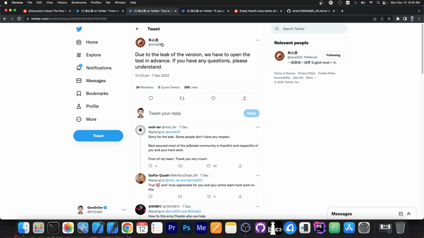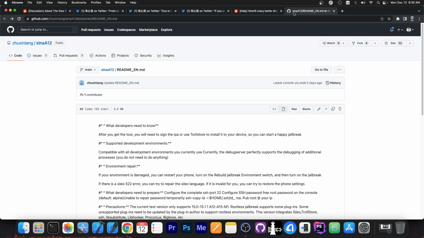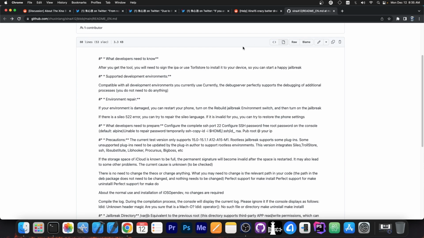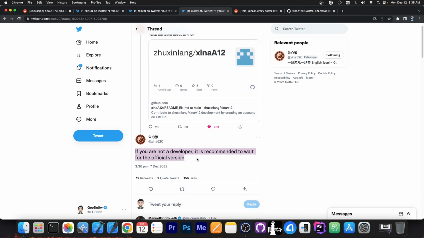Now XinA12 did announce after that in here, quote, "Due to the leak of the version, we have to open the test in advance. If you have any questions, please understand." Well, they also posted this in here, a README containing a lot of information about how you can possibly fix the jailbreak, what precautions to have and stuff like that. But they also announced in here, if you're not a developer, it is recommended to wait for the official version.